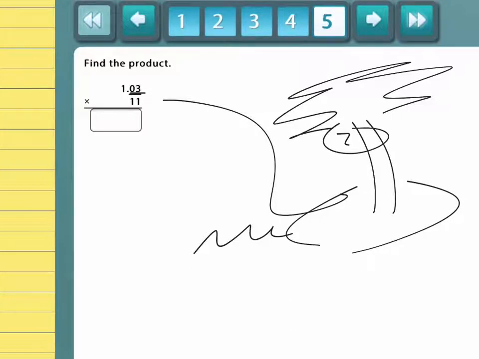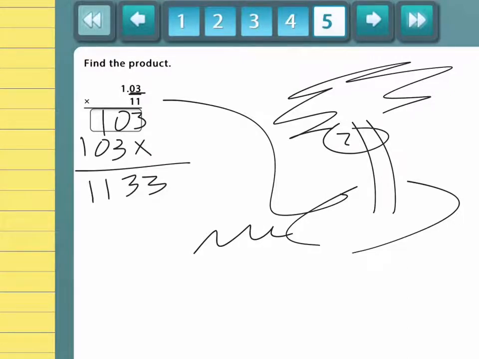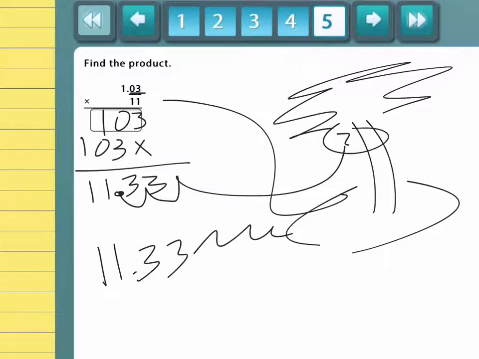So you have 3 times 1 is 3, 1 times 0 is 0, 1 times 1 is 1. X that out right there because you're multiplying by the next place value. 1 times 3 is 3. 1 times 0 is 0. 1 times 1 is 1. You add those up: 3, 3, 1, 1. The decimals come back and they go over 2 spaces, and the answer is 11 and 33 hundredths.